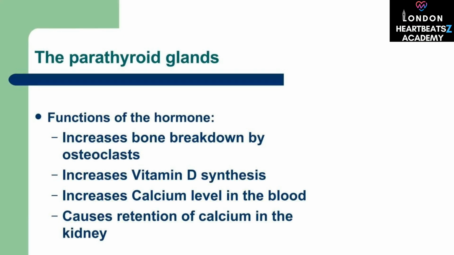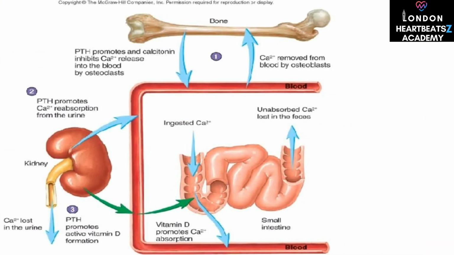The parathyroid glands are important for calcium regulation. The hormone they produce increases bone breakdown by osteoclasts, increases vitamin D synthesis, increases calcium levels in the blood, and causes retention of calcium in the kidney. This diagram illustrates how parathyroid hormone, or PTH, works in calcium homeostasis.